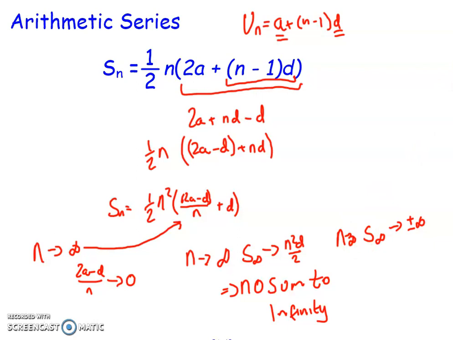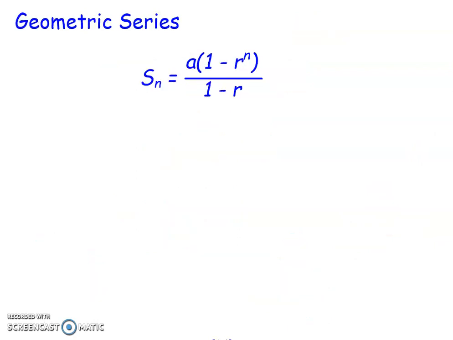Let's imagine we look at a geometric series then. So for a geometric series, we know the sum to n terms is equal to a bracket 1 minus r to the n all over 1 minus r. And we know that a generalized term for a geometric series is given by un equals a r to the n minus 1. And for this, our a is our starting term, u1, and the r we know is the common ratio.